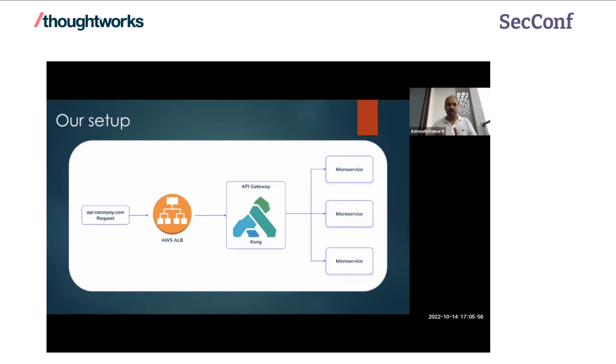And then finally, once the rules are evaluated here, it goes to the end microservice, right? So this is basically how the system has been set up. We do have a web application firewall and the AWS Shield set up at the ALB layer itself.